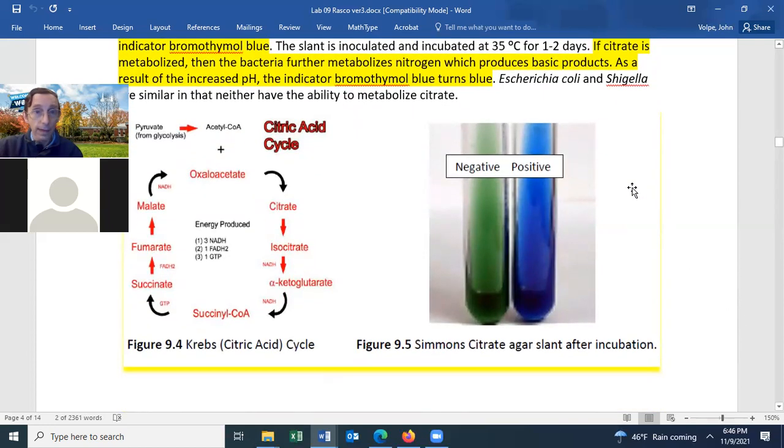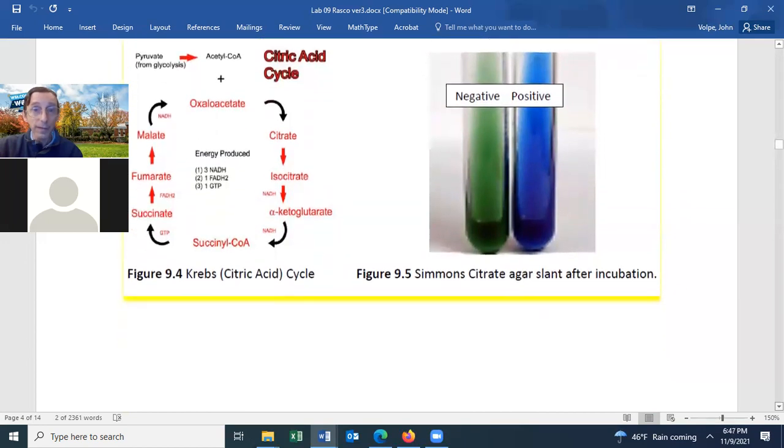E. coli and Shigella can metabolize citrate, so they will turn the tube blue. Staphylococcus epidermidis, if I'm remembering correctly, and don't hold me to that, does not metabolize citrate, and so the tube will stay green. The tube is normally green, and if basic products are made, the tube will turn blue. So blue positive, green negative. Any questions about the citrate test?